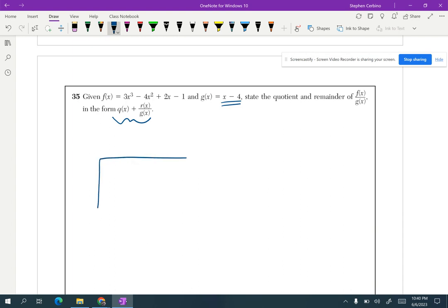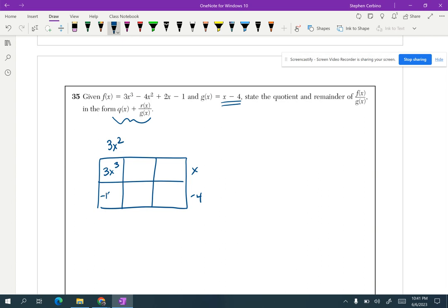So let's make boxes. We'll say x minus 4. We're trying to create f of x inside the boxes. So the first thing we'll put in there is 3x cubed. Well, if that's 3x cubed, we have to ask ourselves what multiplies by x to make that, which would be 3x squared, which tells us we need a column for x and a column for constant.